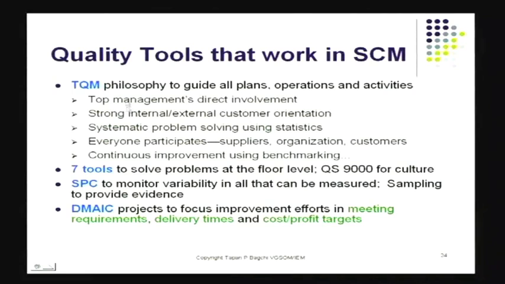And there are, of course, various quality tools you could use. TQM is one that we've already mentioned, 7 tools. We also discussed them in one of the earlier lectures. Statistical process control, that's also a way to try to improve quality, and this can also help in supply chain management. And of course, the DMAIC procedure.